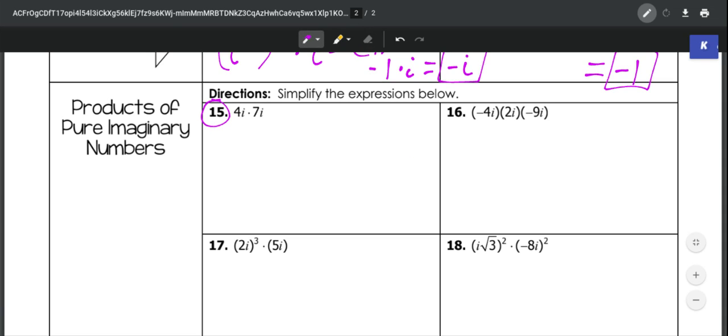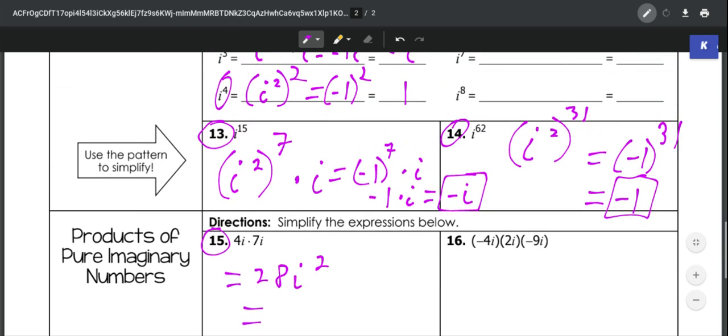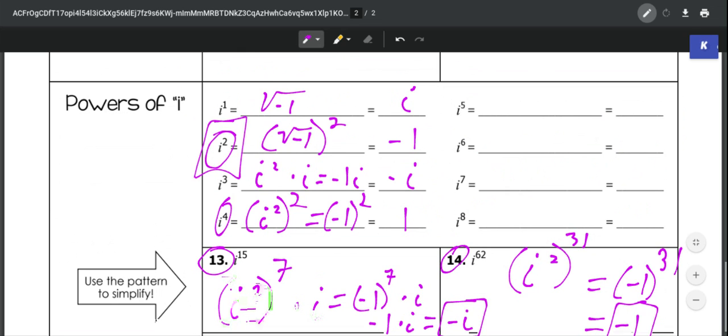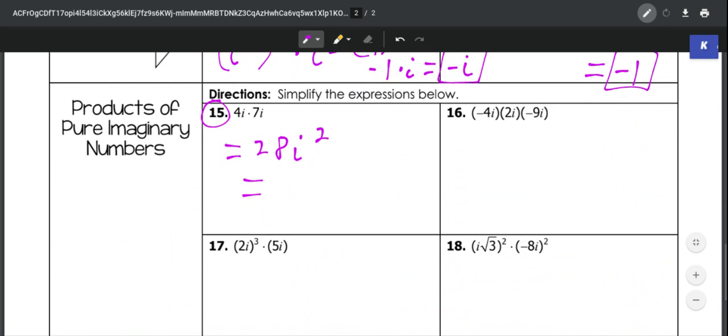So for instance, we got 4i times 7i. That's going to equal 28i squared. But we're not done yet, because we know that one of the big things with imaginary numbers is i squared always is equal to -1. So we can simplify this to 28 times -1, which is just -28. And that's why knowing these rules for the exponents of i are important.